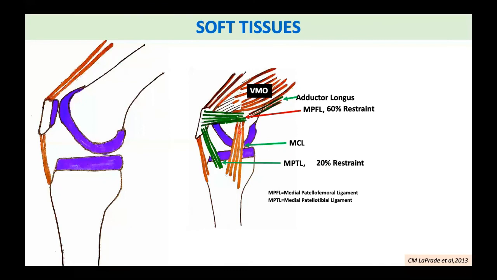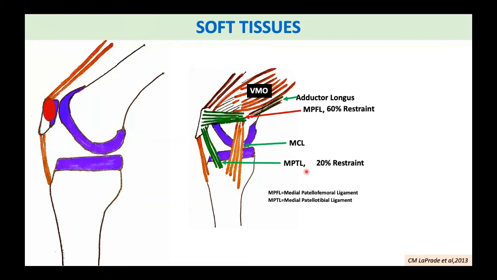Some superficial fibers of the MCL converge with the MPFL, while fibers of the adductor tendon also converge with the MPFL. So sometimes this tendon may be helpful in reconstructing the ligaments around the knee joint as well. And this is the vastus medialis obliquus, another important soft tissue stabilizer. This is at an angle of 55 degrees to the horizontal, so it is almost transverse, thereby providing medial-lateral stability to the patella.